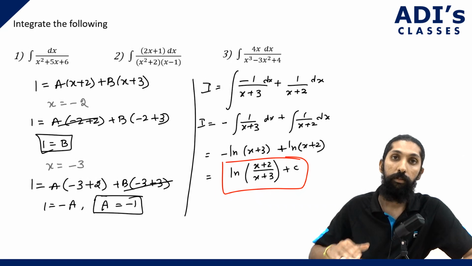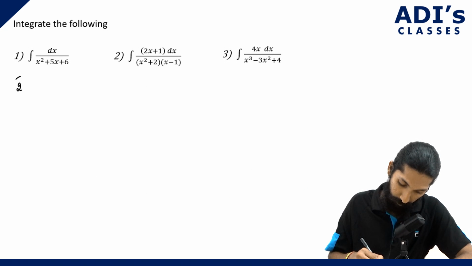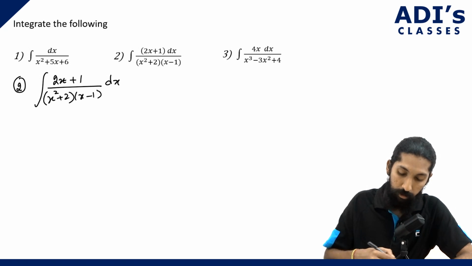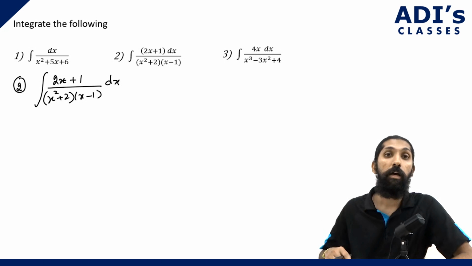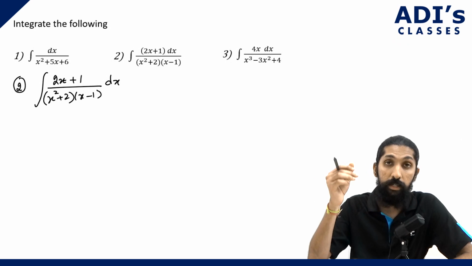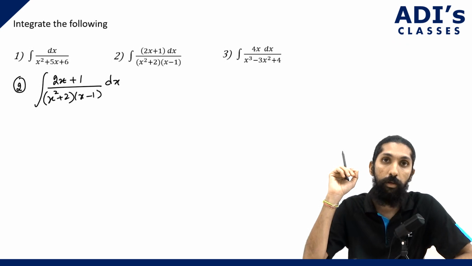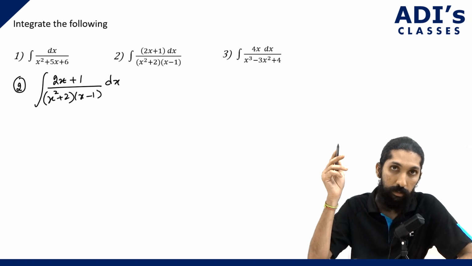Fine. Now, next, we are going to see the second one. See the second problem. So you have the integral of 2x plus 1 divided by x square plus 2 into x minus 1 dx, right? Now, which form is this? You have x square plus 2, which is a quadratic polynomial which cannot be reduced, right? That is an irreducible quadratic polynomial. This is the form. When you have an irreducible quadratic polynomial, we take it as ax plus b, isn't it?